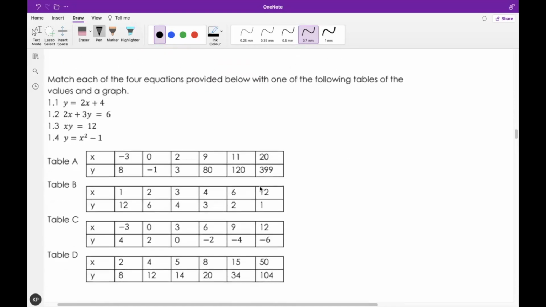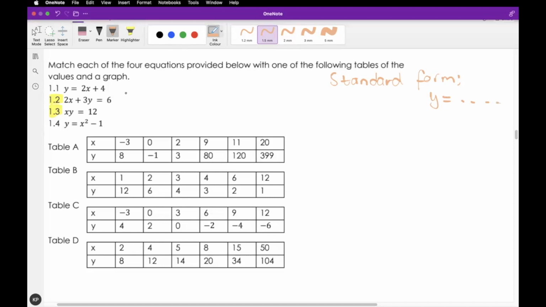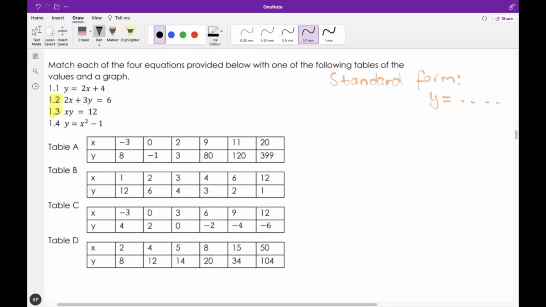Okay. Now, I have 4 equations here and 4 tables. Now, we need to match these equations to the tables. But now my problem is 1.2 and 1.3, which are not in standard form. Standard form means the form that says y equals something, something, something x. That's what we want before we can even solve these. So let's get 1.2 and 1.3 in standard form. Then you can start matching the tables with the equations.